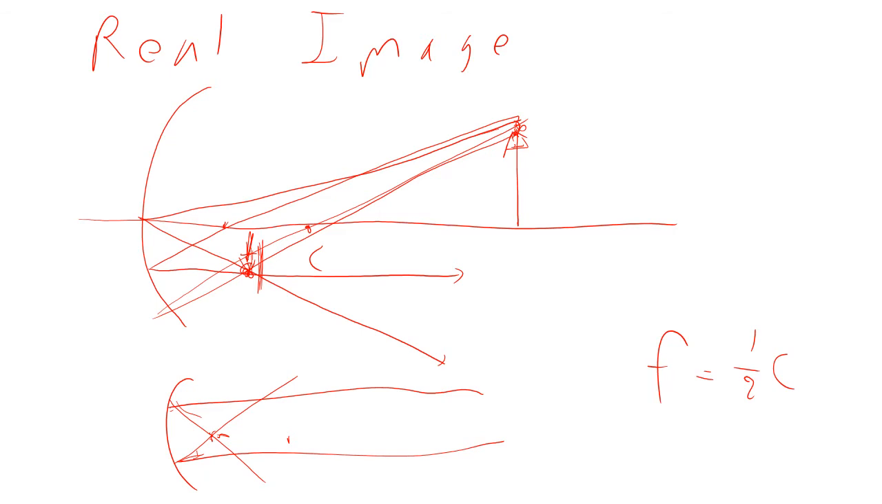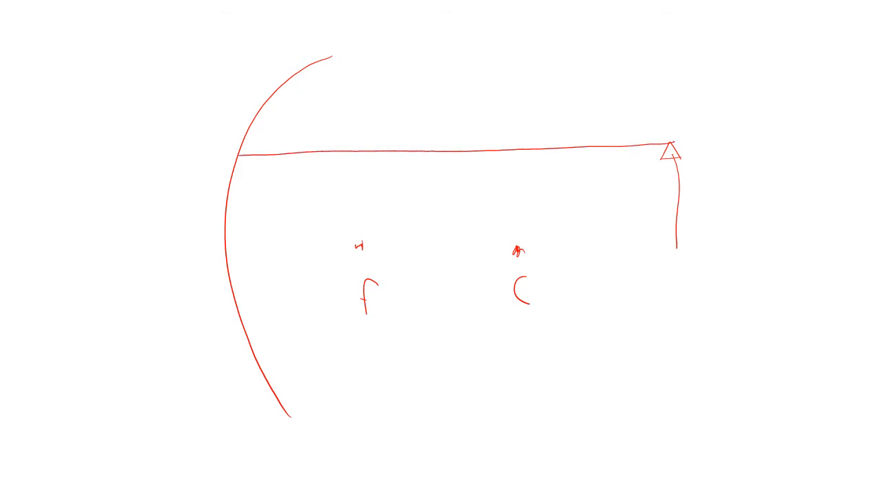Let's neaten up my drawing here. So here is the center of curvature, and the focal distance is right there. Let's have an object that's out here somewhere. Light coming in straight this way is going to go right back through the center of curvature.